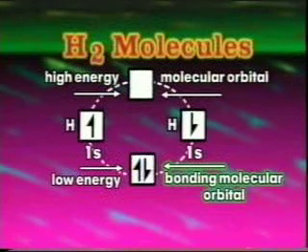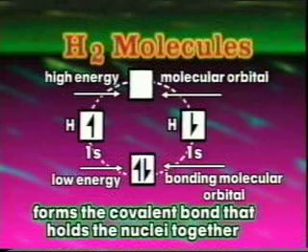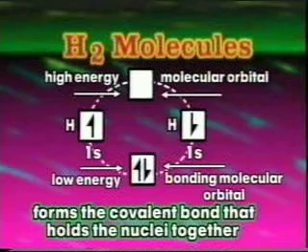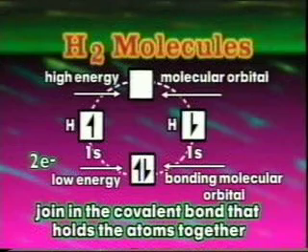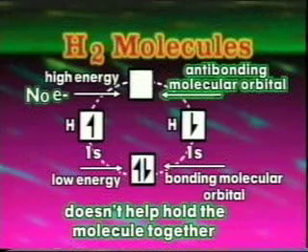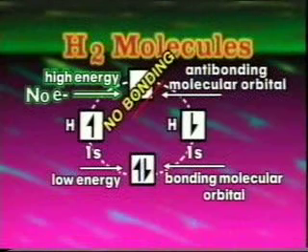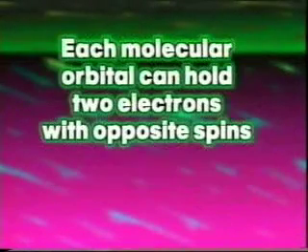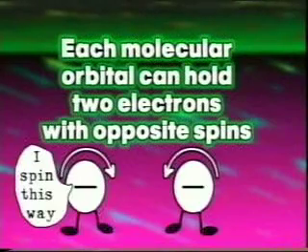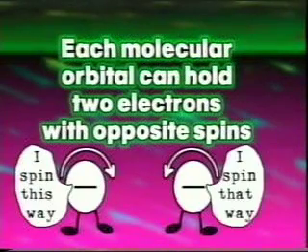The low energy bonding molecular orbital forms the covalent bond that holds the nuclei together. The friendly bonding electrons in the bonding molecular orbital crowd between the 2 hydrogen nuclei and join in the covalent bond that holds the atoms together. The high energy anti-bonding molecular orbital doesn't help hold the molecule together. This orbital not only has fewer electrons, but the high energy and bad attitudes of the anti-bonding electrons keep them from bonding with each other.